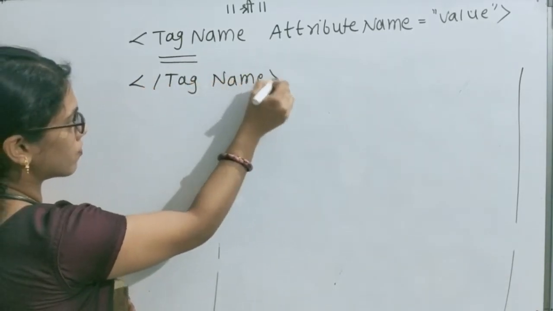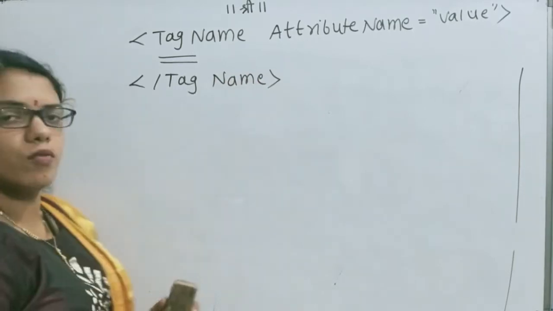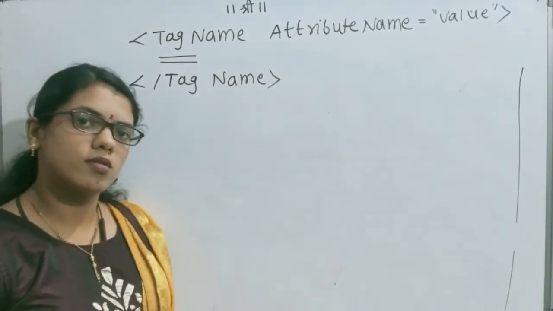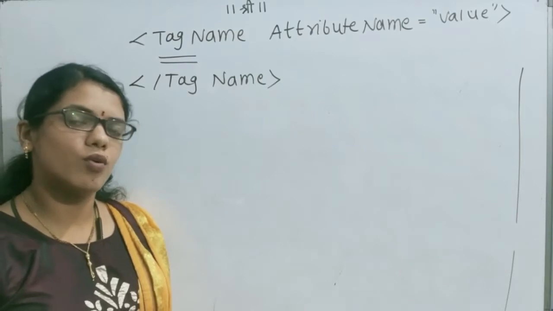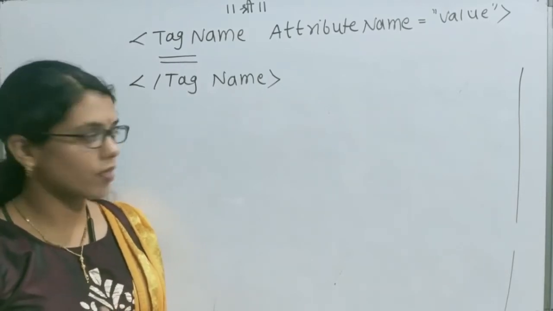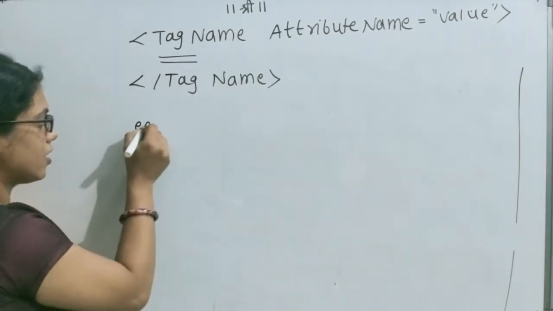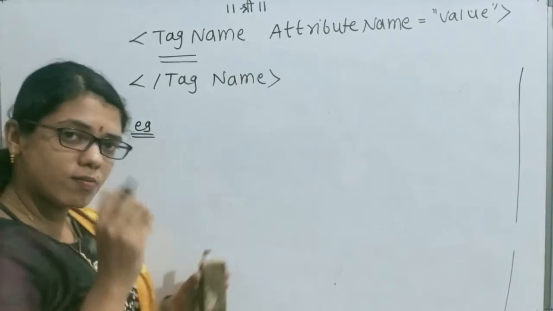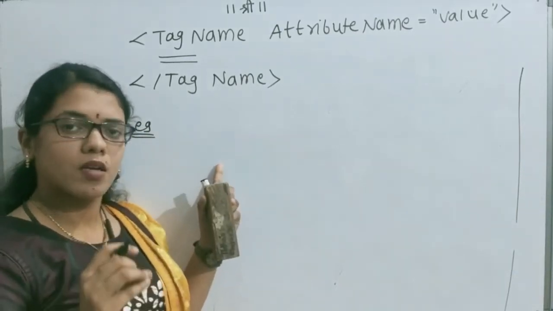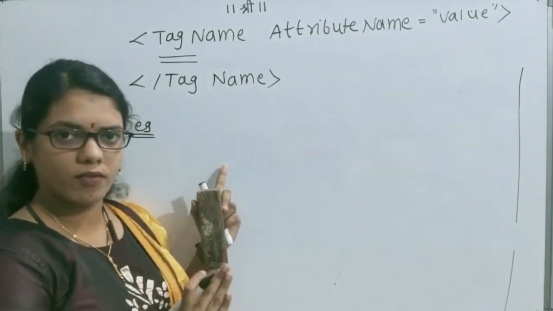Suppose we have to give some heading, like result. So our heading is result, and we have to display that heading at the right side of our web page.